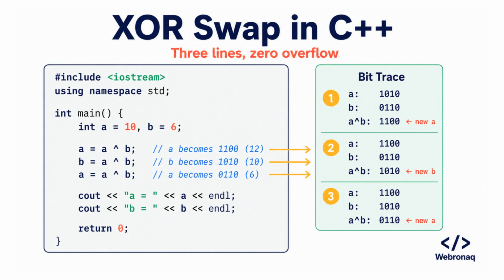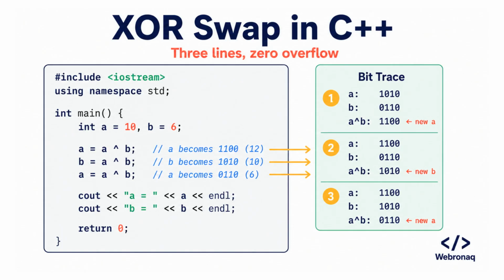Step 3. A equals A caret B. The new B is 1010. XOR the current A, which is 1100, with this, and we get 0110. That's 6, the original value of B. So A is now 6. Swap complete. A is 6.